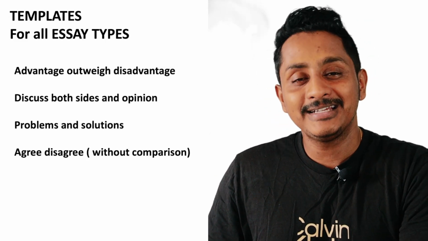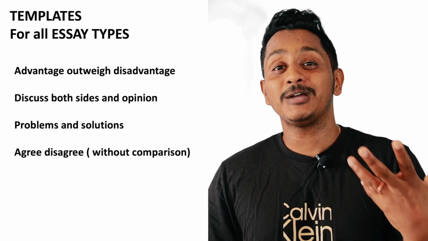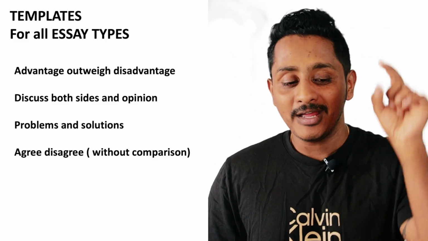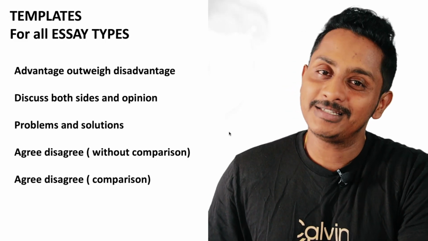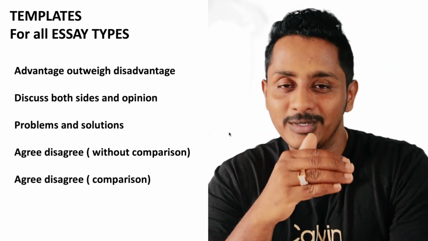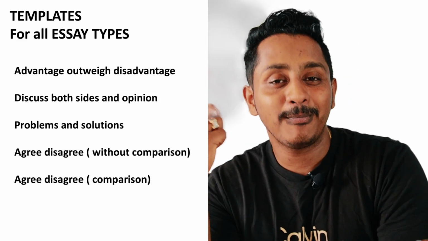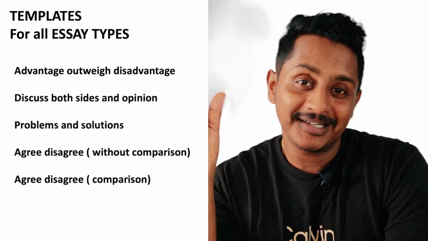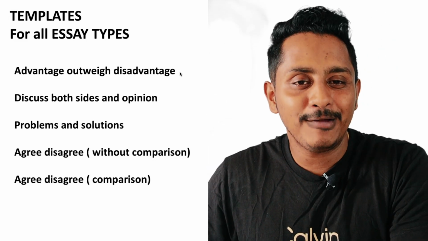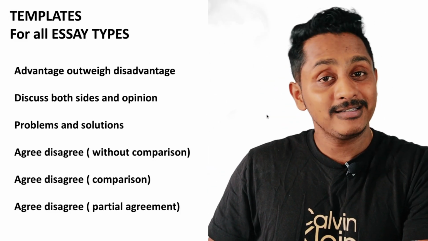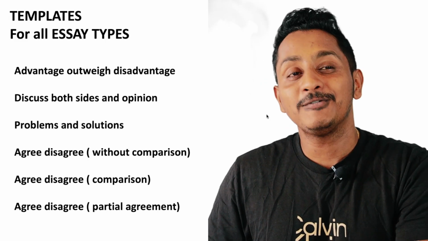Agree disagree: there is a question type wherein you don't have to compare. The question will not have comparison. For that we will have the template, solution, sample, everything. And then we're going to move on to agree disagree comparison types: doing this is better than doing that, agree or disagree. For that question as well, we will have a template and sample answer, and then in the end we are going to talk about agree disagree for the partial agreement.